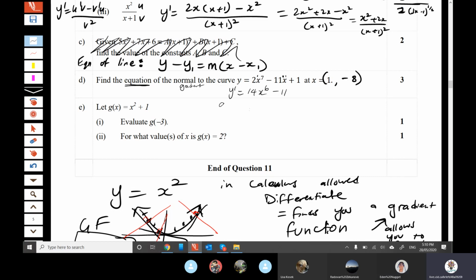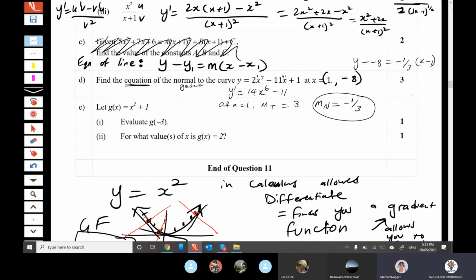So if you want it at x equals 1, what's the gradient of your tangent? 3. What's the gradient of your normal now? Negative 1 on 3. You already have 1 and negative 8. It's just a matter of subbing it in, and you get 3 marks. So here's the answer: y minus y1, so y minus minus 8 equals negative 1 on 3, bracket x minus 1.